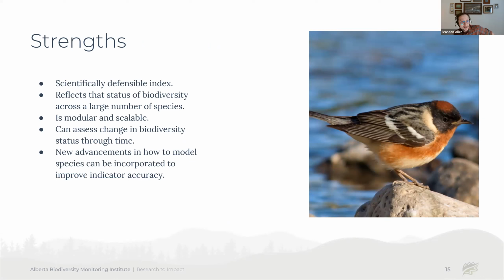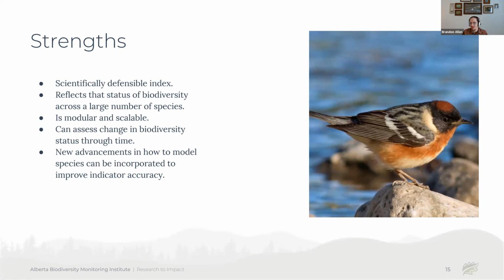So some of the strengths. Again, this indicator is a scientifically defensible index. It's been published in the literature for many years now in lots of high-profile journals. It's being adopted by more and more organizations. So it is an index that is fairly well defensible at this point. It is really good at condensing all that species information to represent the status of biodiversity for a large number of species.